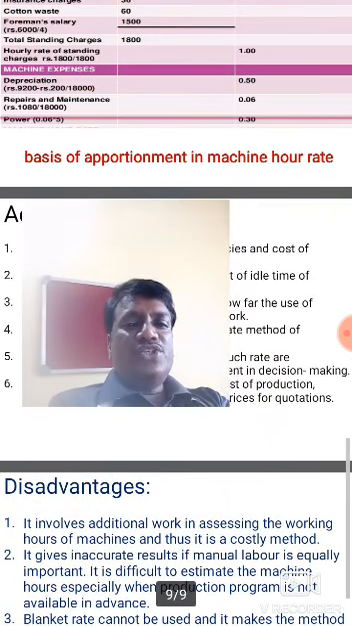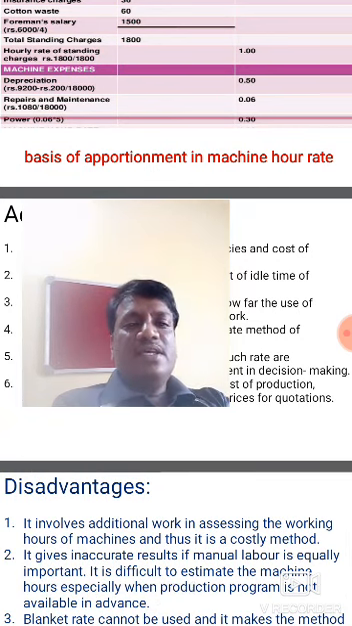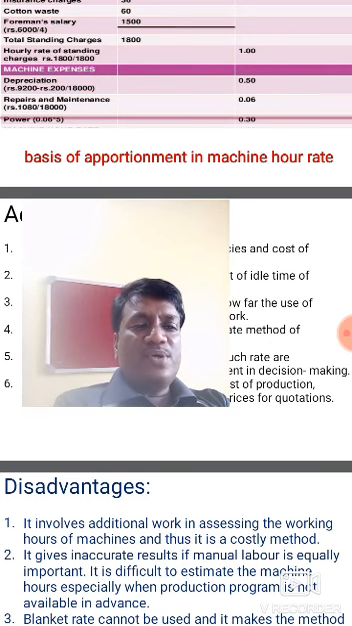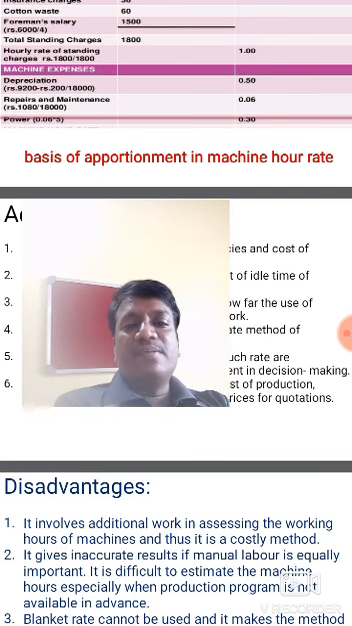Then the insurance expenses will be apportioned on the basis of the insurable value of each machine. Then all other miscellaneous expenses will be apportioned on an equitable basis, depending upon the facts given in the problem.